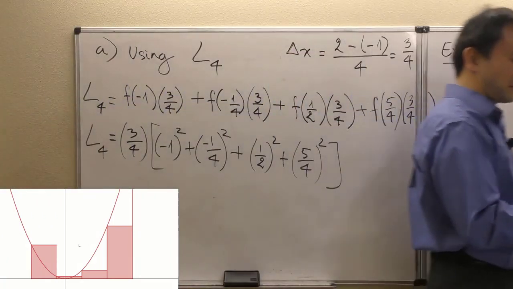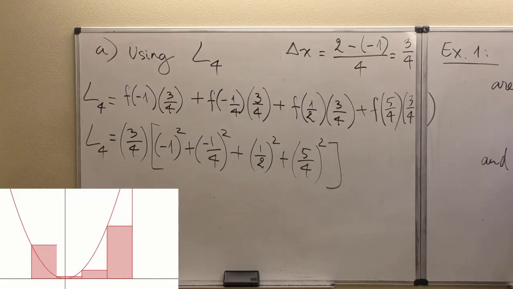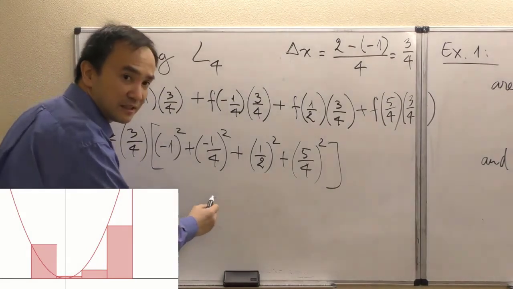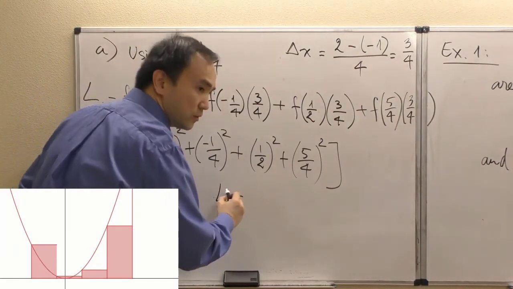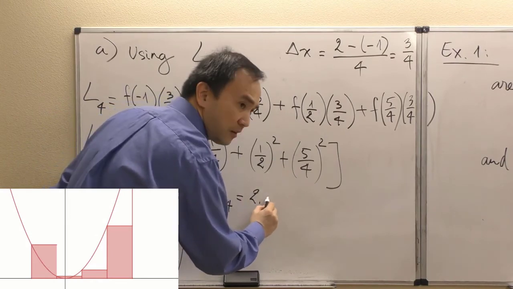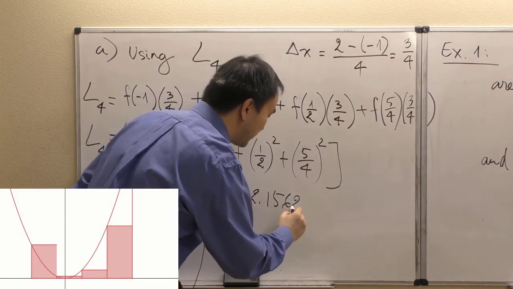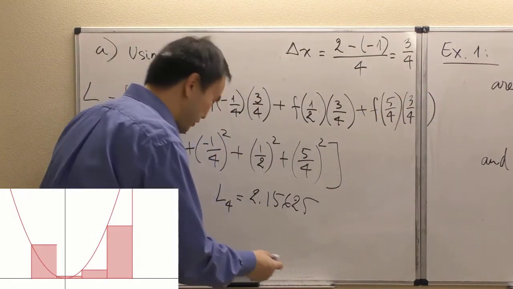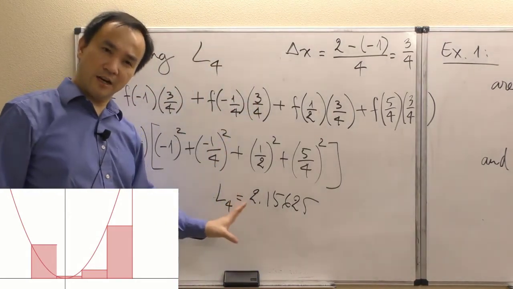My calculation for L4 came out to be 2.15625 right here. Sorry about that, I keep switching back and forth with my computer screen. But again, this is not the actual area.